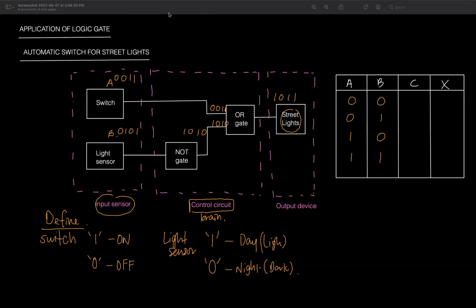I'm going to close my camera because it's quite lagging.